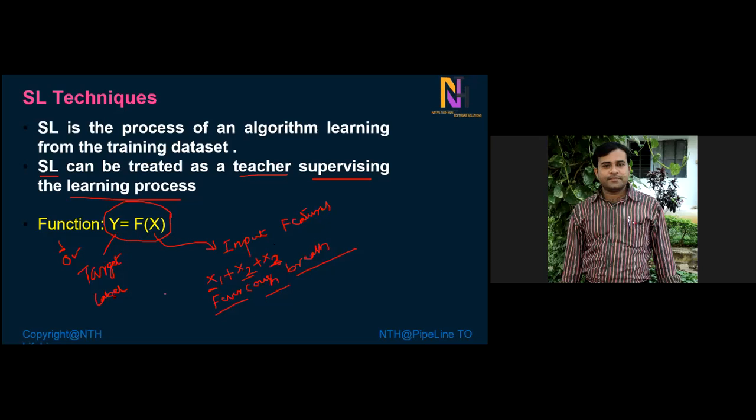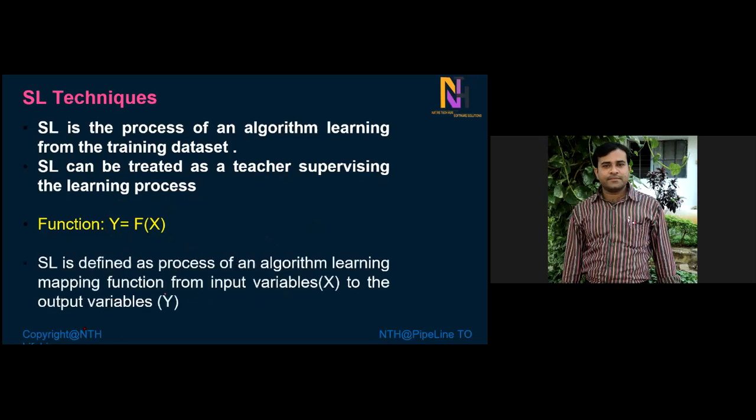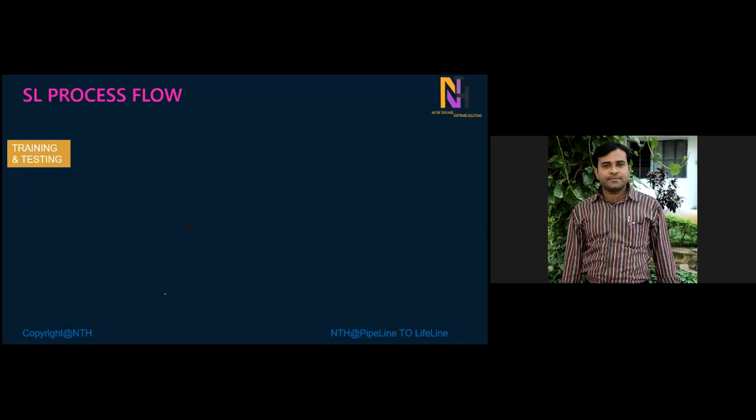So in this process, let me take an example and I'll explain to you how y is equal to f of x will become a generalized function. So here, y is equal to f of x is the process of an algorithm learning, which is a mapping function from an input variable x to the output variable y. So input variables are x, output variables are y. Y is a target variable, x will be an input variable.